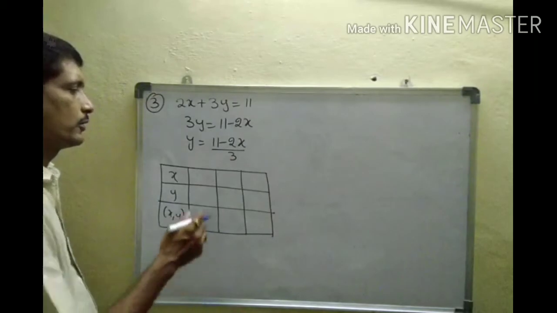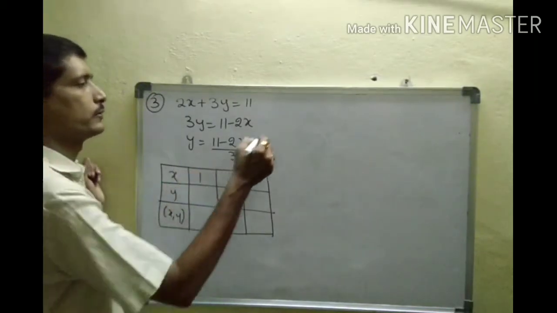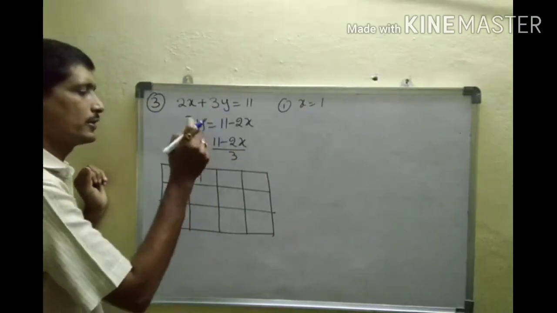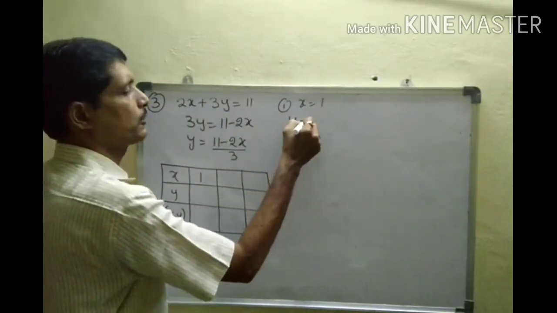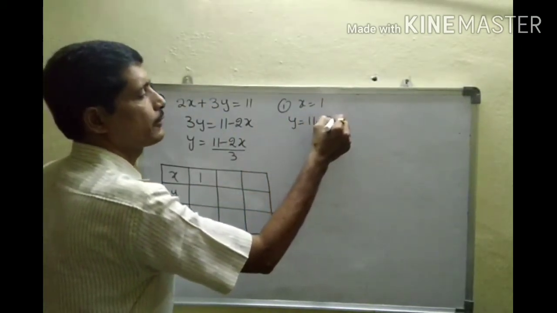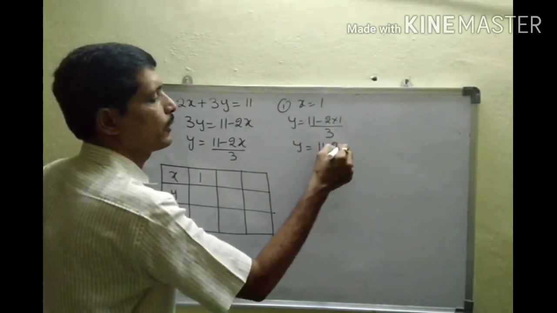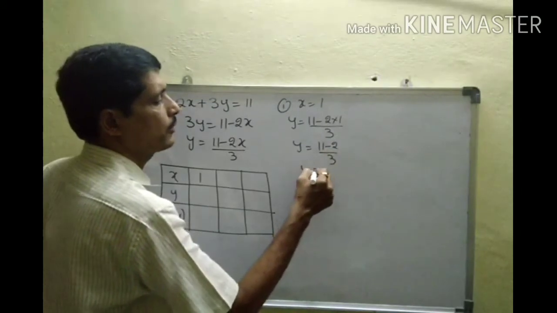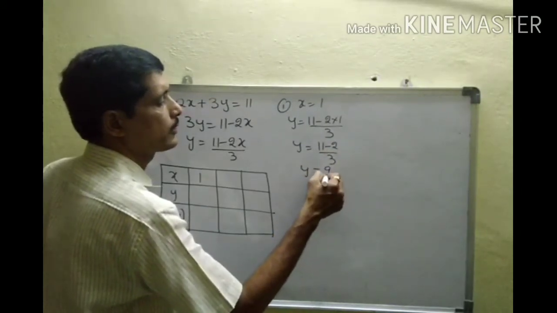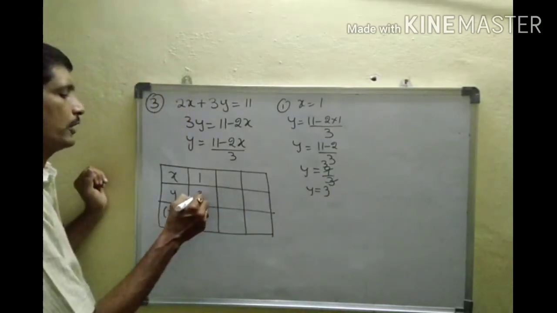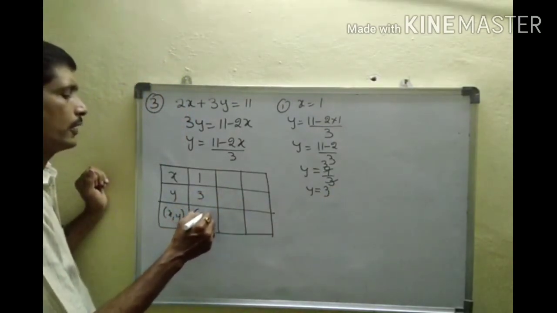Substitute x values. Suppose x equal to take 1. X equal to 1. Substitute this equation or this equation, you get same answer only. Y equal to 11 minus 2 into 1 by 3. Therefore y equal to 11 minus 2 by 3. Y equal to 9 by 3, 3 threes. Therefore y equal to 3. Therefore here substitute 3. Therefore 1 comma 3.